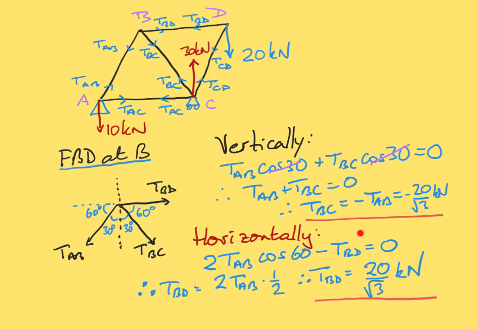So TBD, take it to this side, is 2 TAB times the cosine of 60. Cosine of 60 is a half. The half and the 2 are going to cancel. So TBD is the same as TAB, and it's 20 over root 3 kilonewtons. So we've now calculated the tensions in all three of these members, and TBD we see is positive. In other words, TBD is in tension.